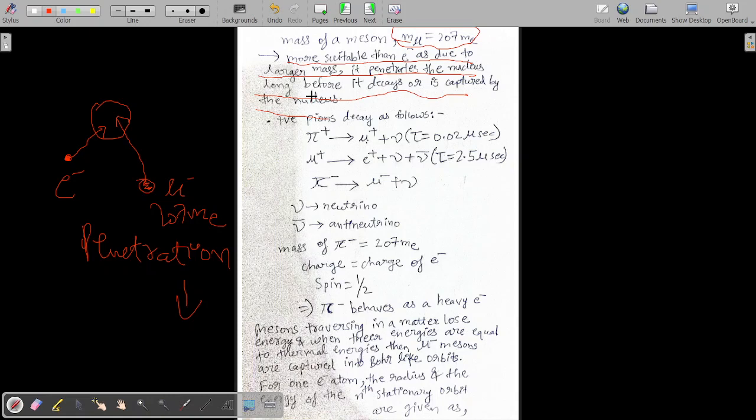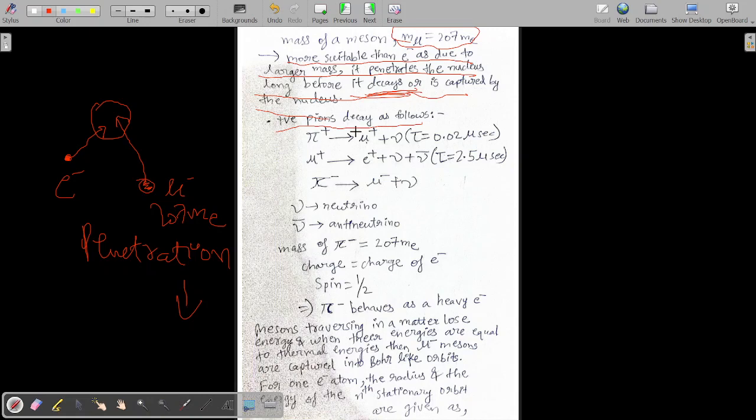So it will penetrate deep inside the nucleus before it decays. Okay, so it will decay later. Electron will decay very early, and mu minus meson will decay very slowly and very late. Okay, so positive pions decay as follows.